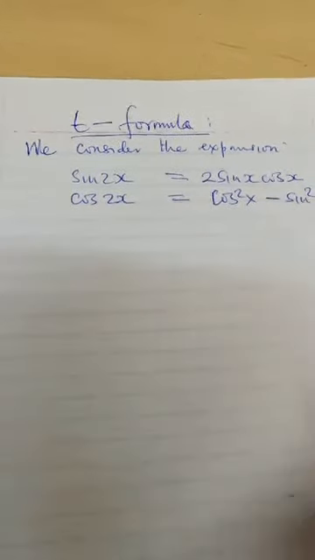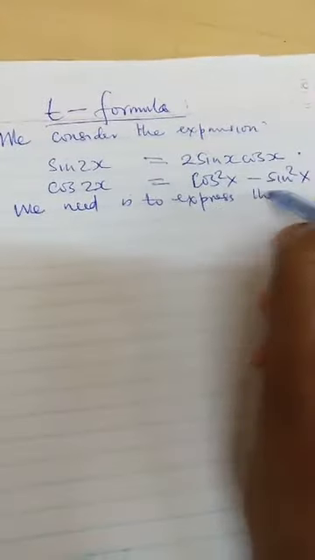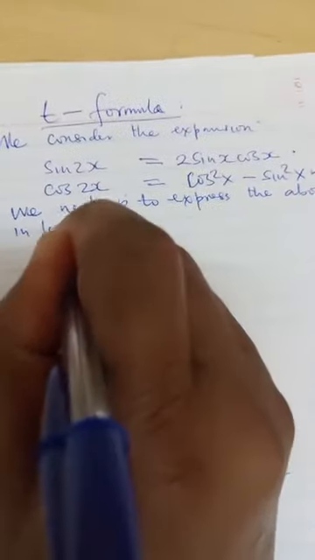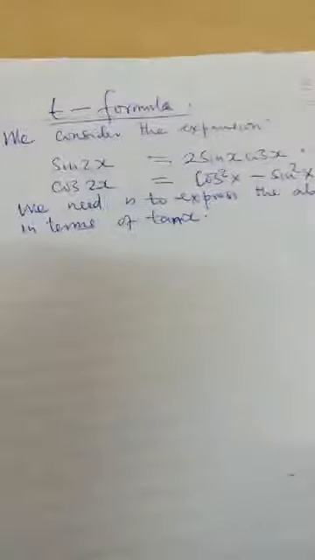We want to express this. Our need or our objective is to express the above in terms of tan of x. This is our desire, to express the above in terms of tan x. And how do we do it?